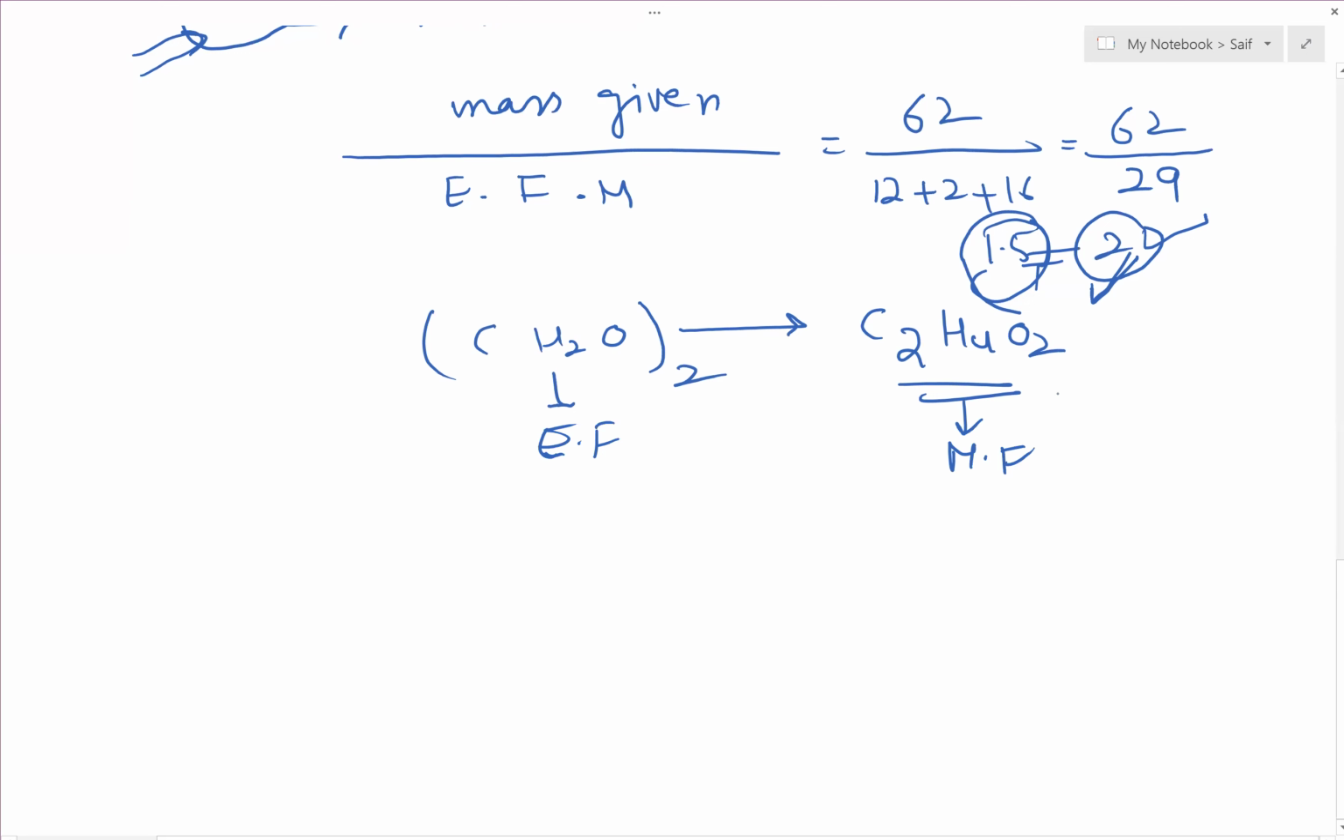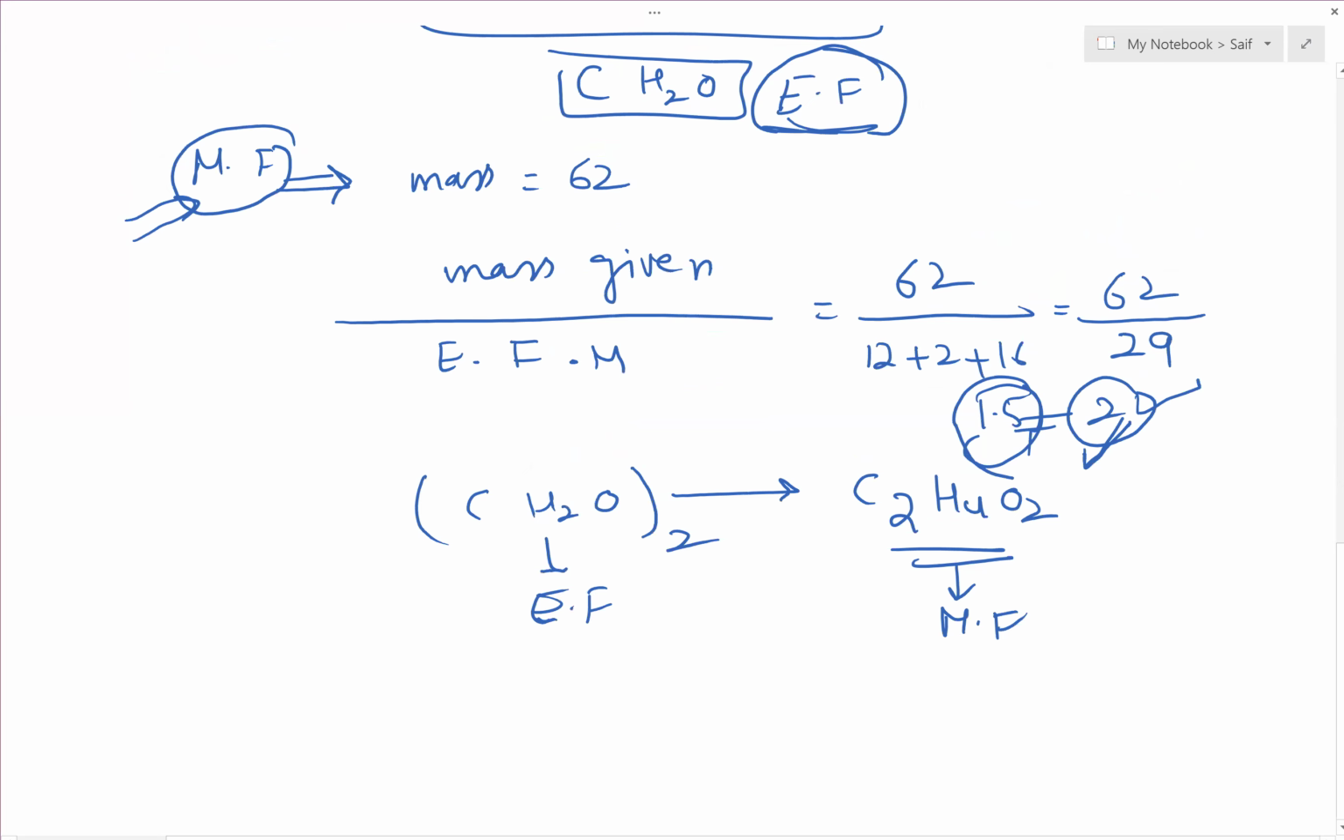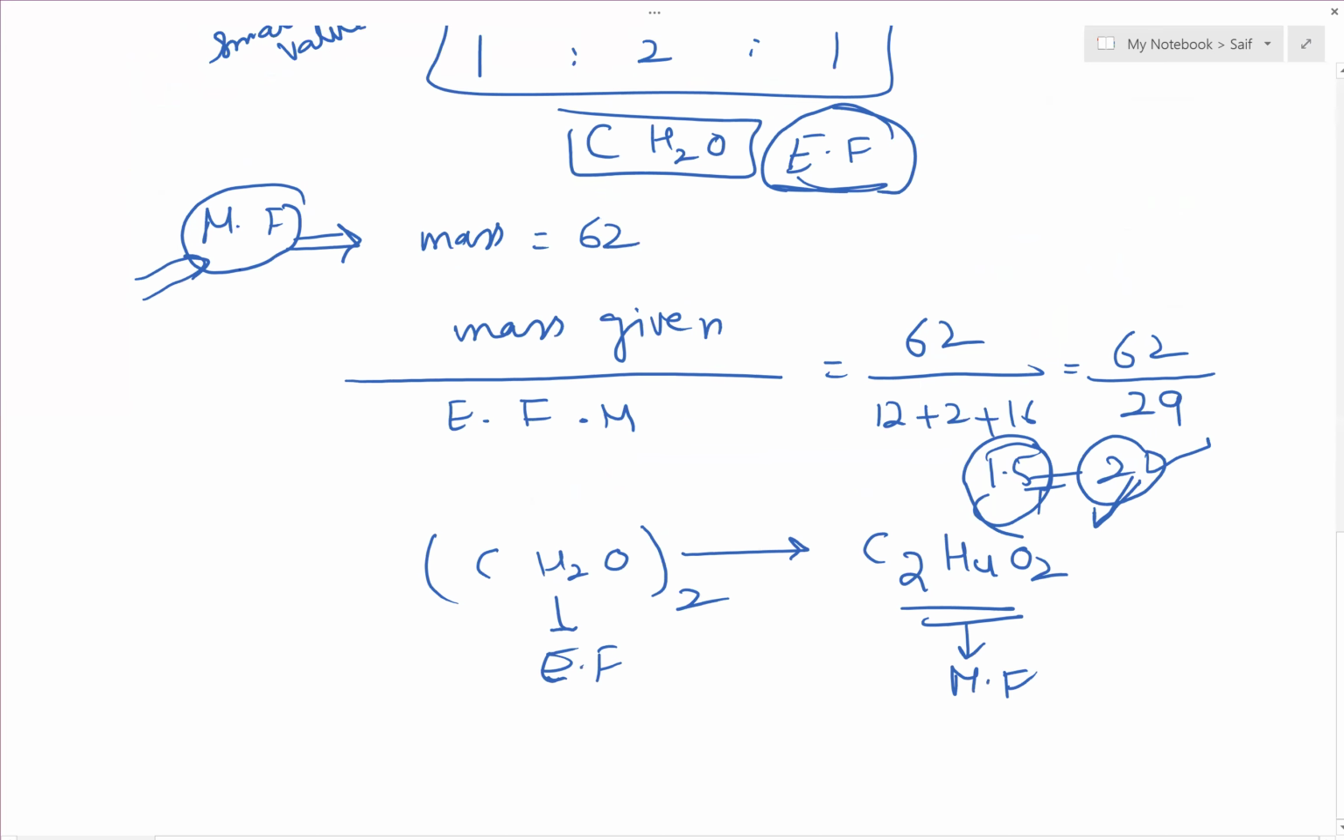So what are you going to do? You are going to calculate the moles first. After calculating the moles, you will make the simplest ratio. The smaller moles will be used to divide all the other moles. Then you will get the empirical formula. To calculate the molecular formula, you divide the mass given by the empirical formula mass. Got it?